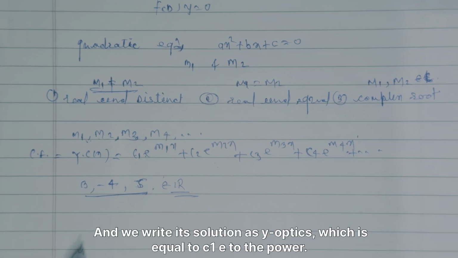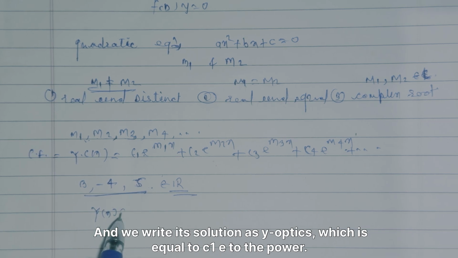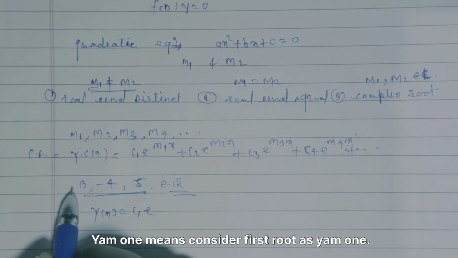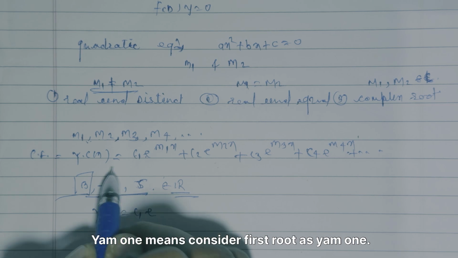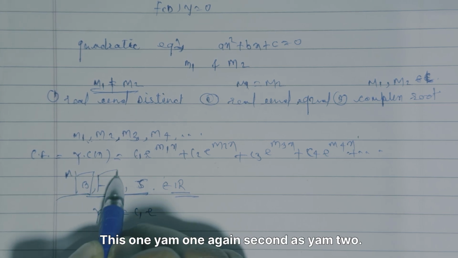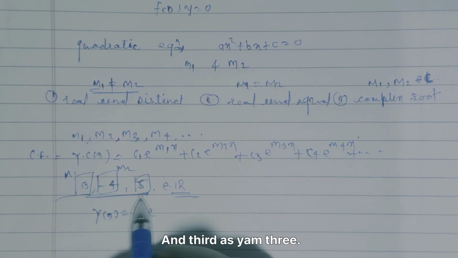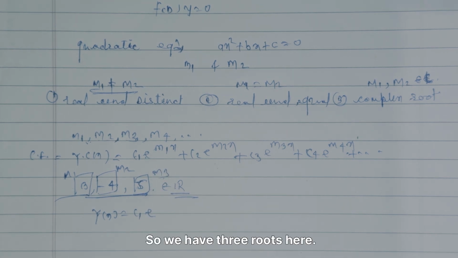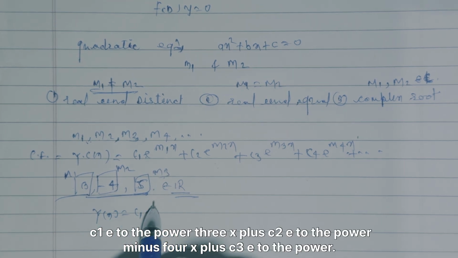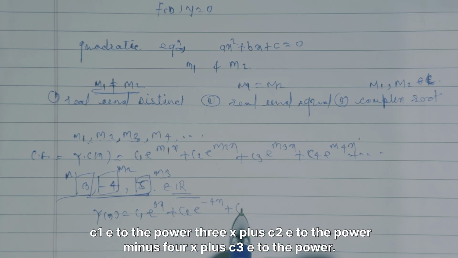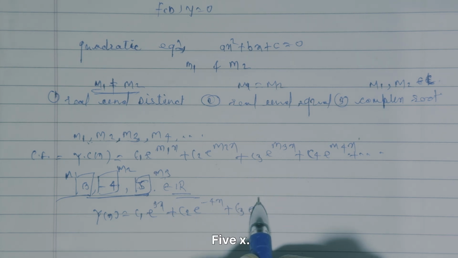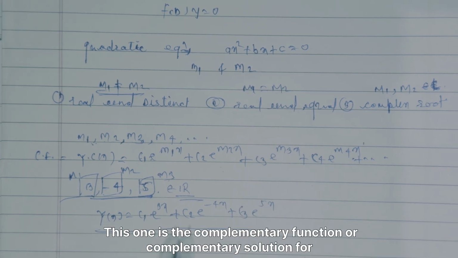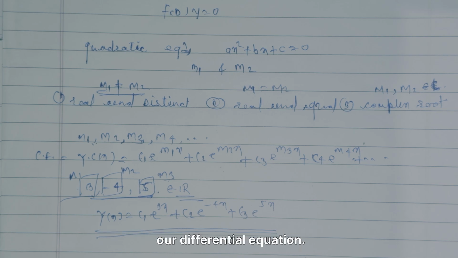And we write its solution as y of x equal to c1 e to the power m1, meaning consider the first root as m1, the second as m2 and the third as m3. So we have three roots here: c1 e to the power 3x plus c2 e to the power minus 4x plus c3 e to the power 5x. This one is the complementary function or complementary solution for our differential equation.